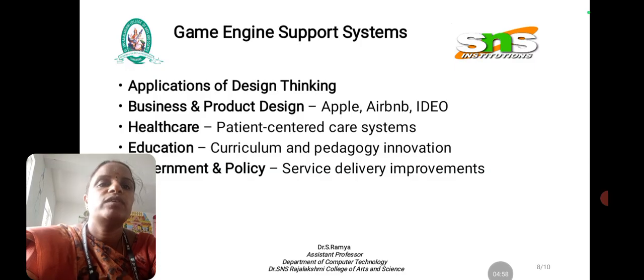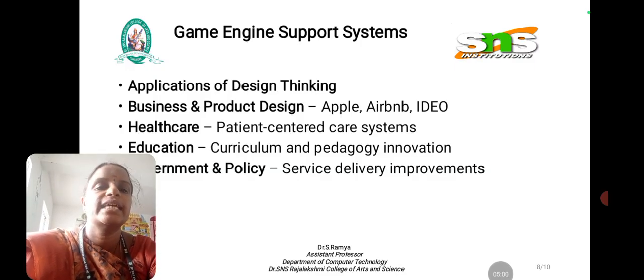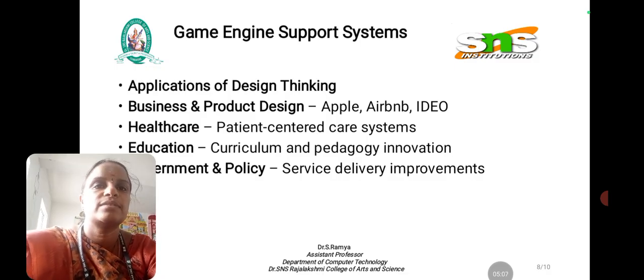The applications of design thinking are in business, healthcare, education, as well as government and policy needs. So these are the applications of design thinking.